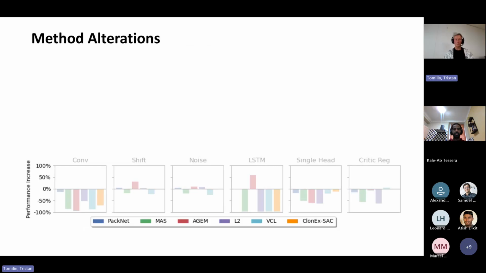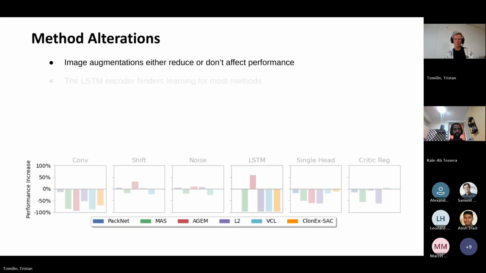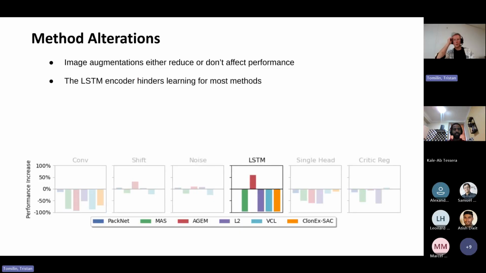Going further, we tried different alterations to the methods we had. So we tried some image augmentation methods because we learn from pixels, but we noticed that the shift and noise augmentations didn't really affect the performance much, whereas applying random convolutions to the inputs was a bit too much and even made the performance worse rather than better. And we tried adding an LSTM encoder, and that completely hindered learning for a lot of methods in the continual learning setting.